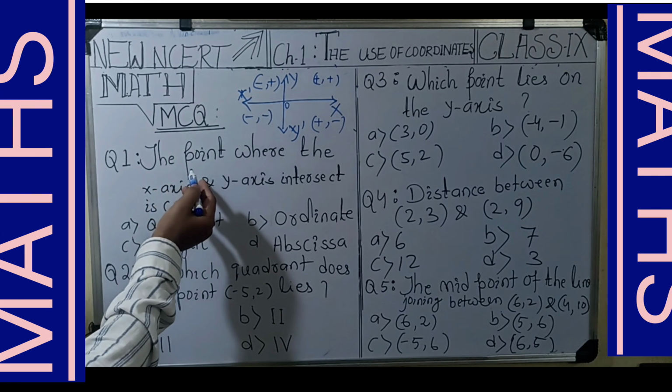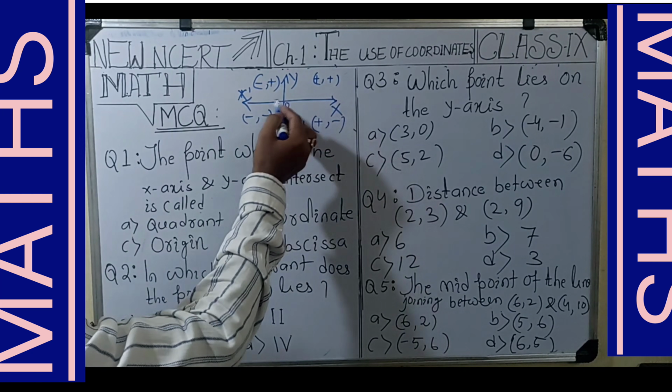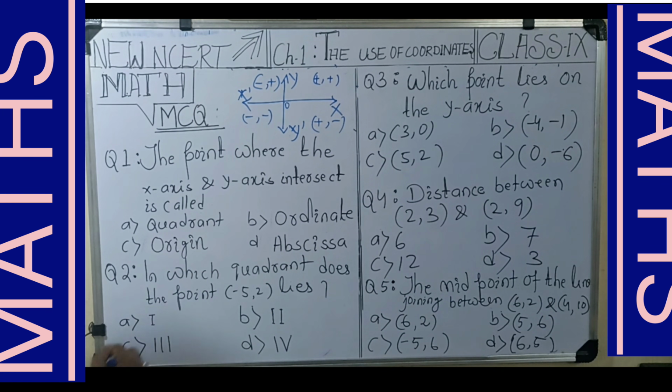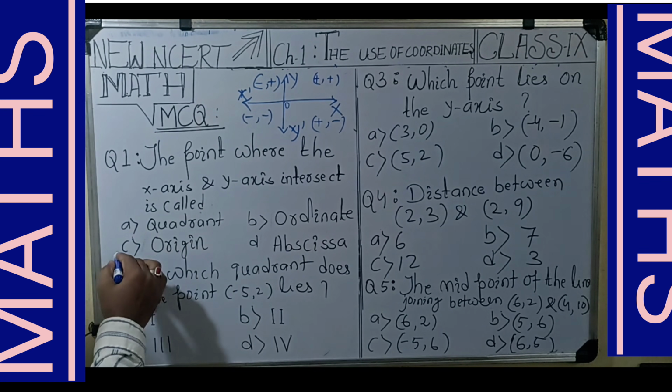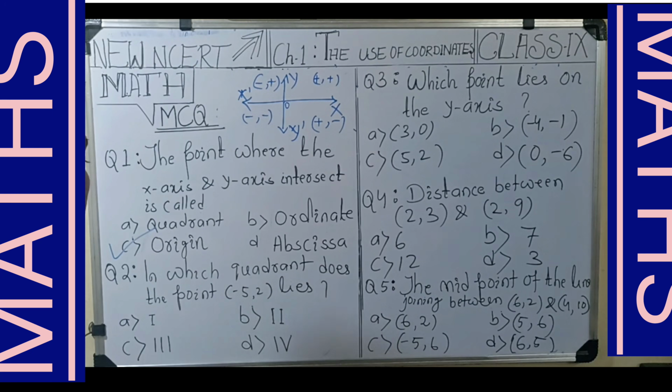Question number 1, the point where the x-axis and y-axis intersect. The x-axis and y-axis are intersecting at the point O, that is known as the origin. So which option is the correct answer? Option number C is the correct answer, students.